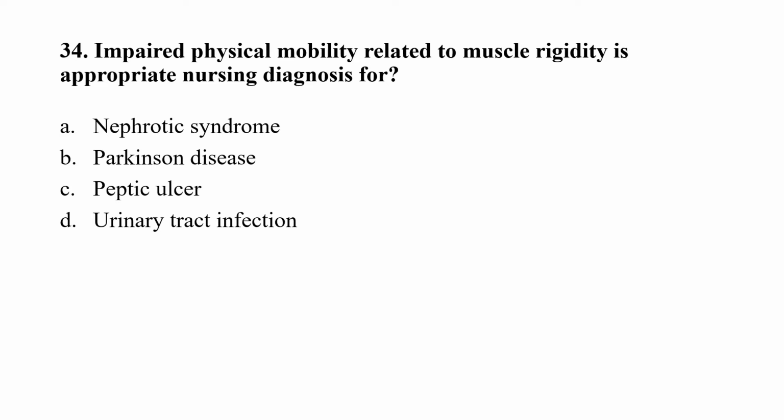Question number 34. Impaired physical mobility related to muscle rigidity is an appropriate nursing diagnosis for option A, nephrotic syndrome; option B, Parkinson's disease; option C, peptic ulcer; option D, urinary tract infection. The correct option here is option B, that is Parkinsonism. In Parkinson's disease, there is muscle stiffness, so the person will have impaired physical mobility due to muscle rigidity.